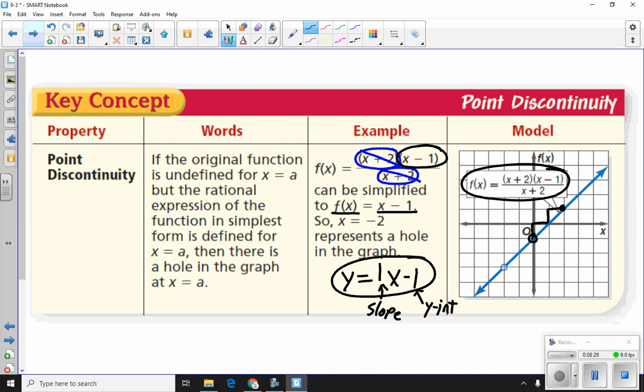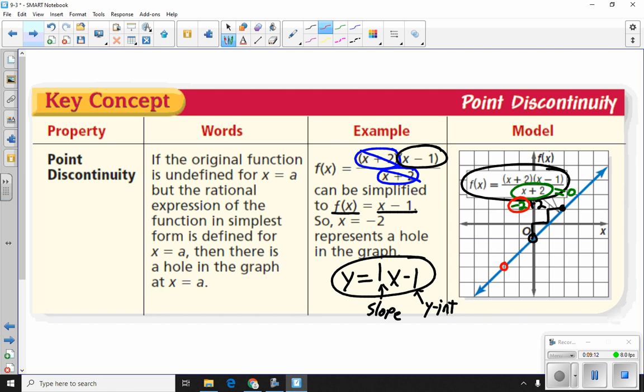Now, if they just asked you to graph y equals 1x minus 1, it's just going to be a continuous line. But if they ask you to graph f of x equals x plus 2 times x minus 1 over x plus 2, that means there's a denominator here that could at some point equal 0, which creates a point of discontinuity. So whatever makes this bottom equal 0, in this case, can you see it? If I plug in a -2 plus 2, it ends up making your denominator 0. Well, then you're dividing by 0, and you're getting undefined. So this -2 is going to be the spot of your point of discontinuity.